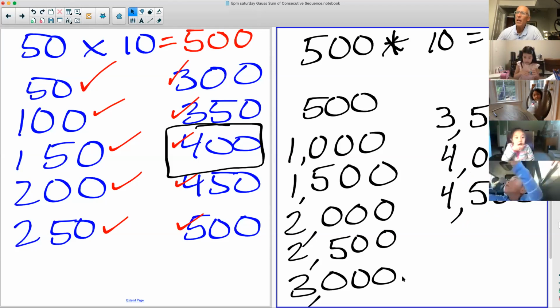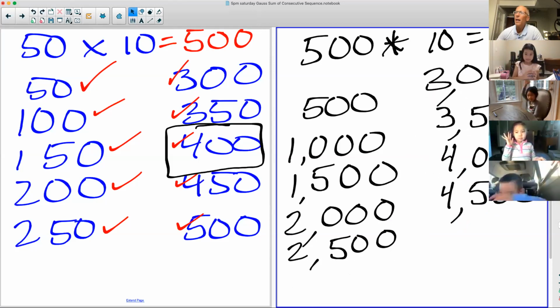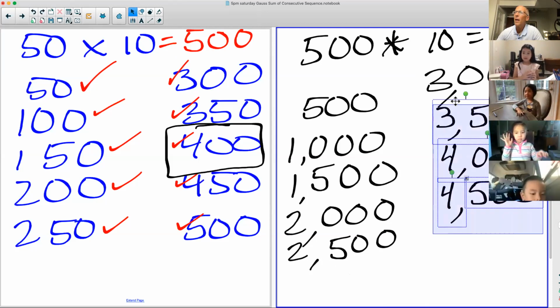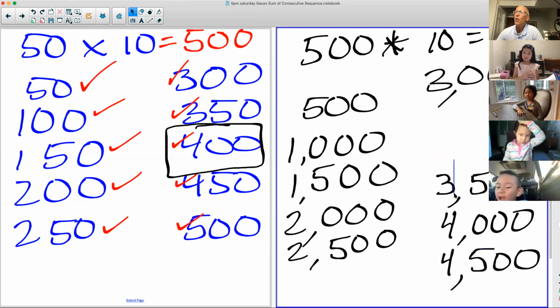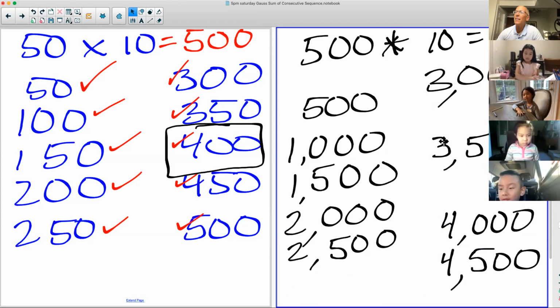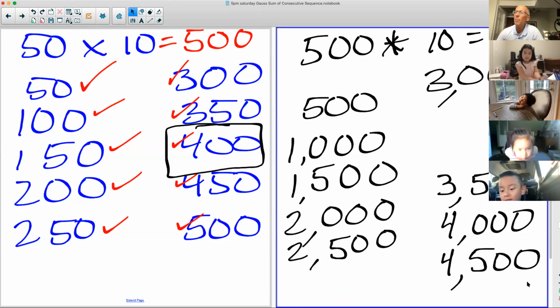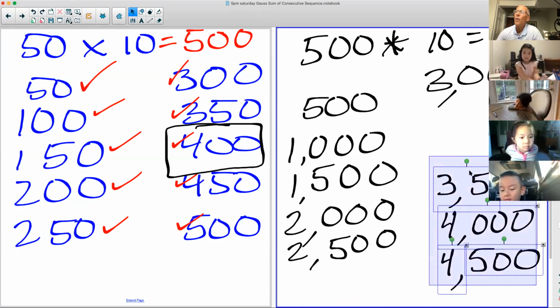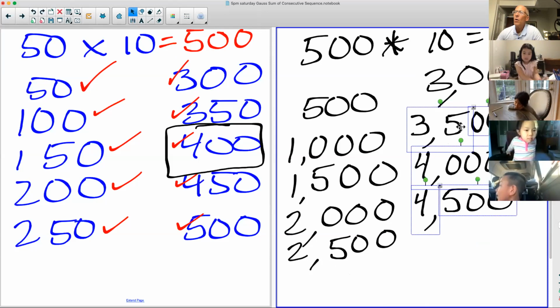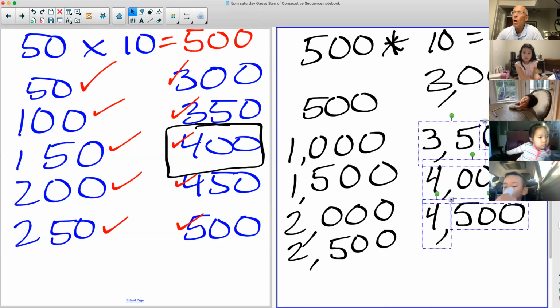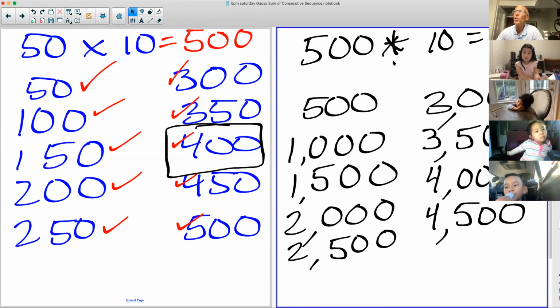Anyone can say it. 5,000. And so, guys, 5,000. It's a pretty amazing thing. But when Gauss did this, when he was 7 years old, and I'm going to show you what he did, he did it in a couple of seconds.